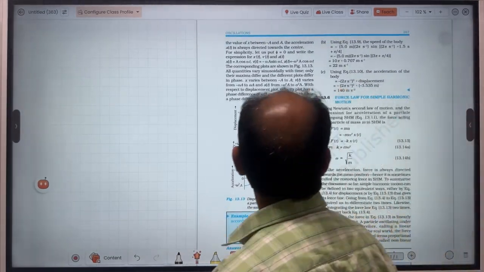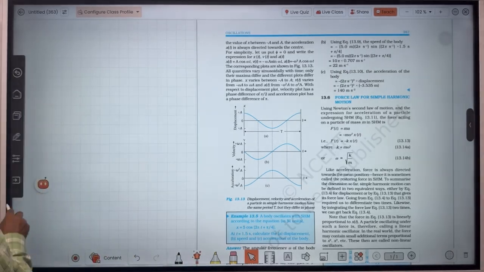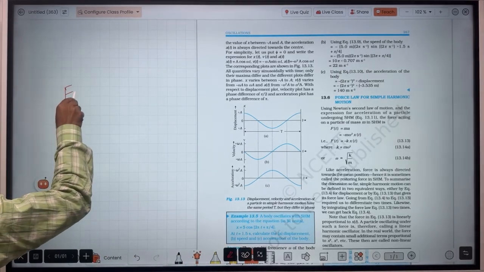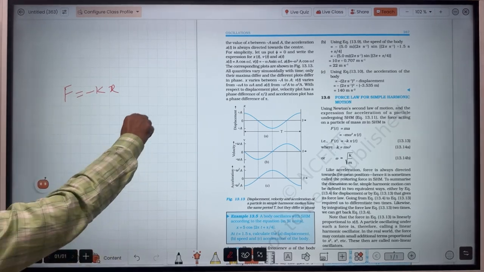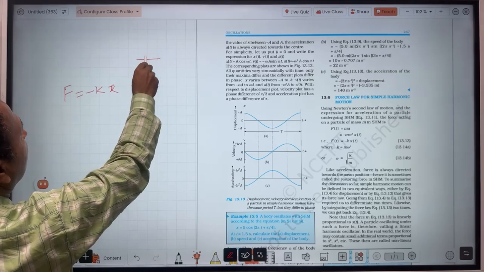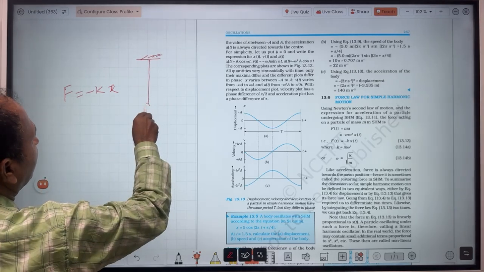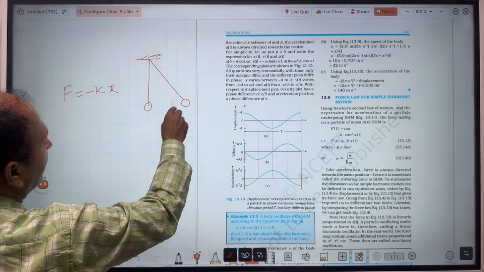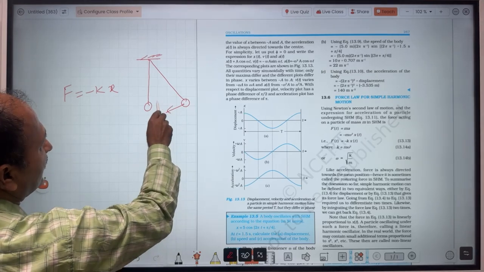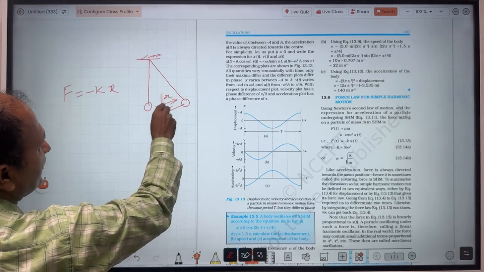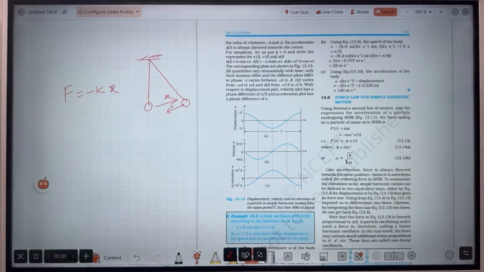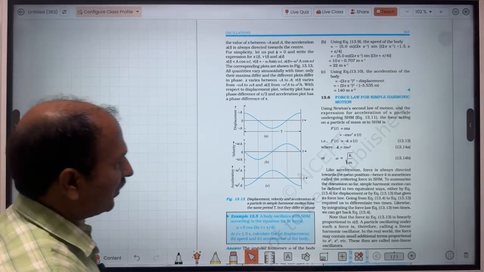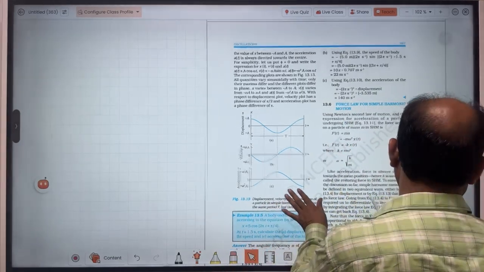And one thing is notable when we write the relation for f, like f equal to minus kx, here the negative sign indicates that the restoring force is opposite to the displacement. Like suppose this is the mean position, the particle is here, so there will be a restoring force in this direction, and this is the displacement. So displacement and restoring force are opposite, so that is why we use the negative sign. Now up to here I think the thing is clear.